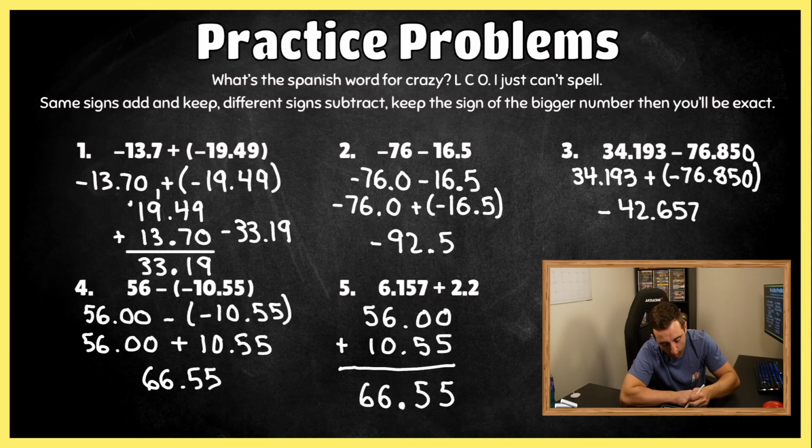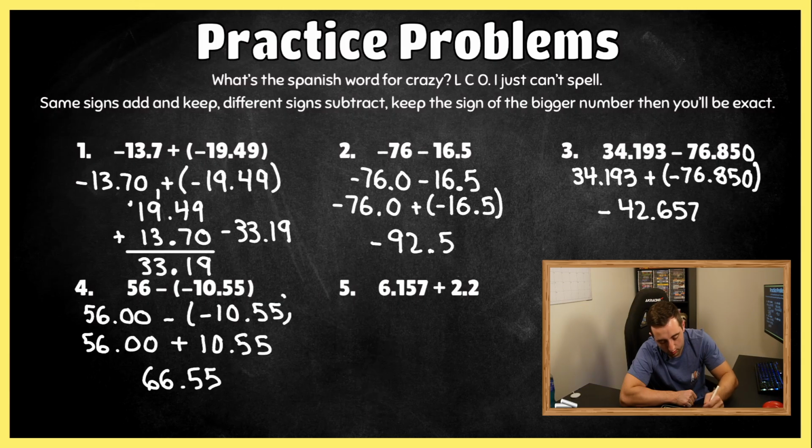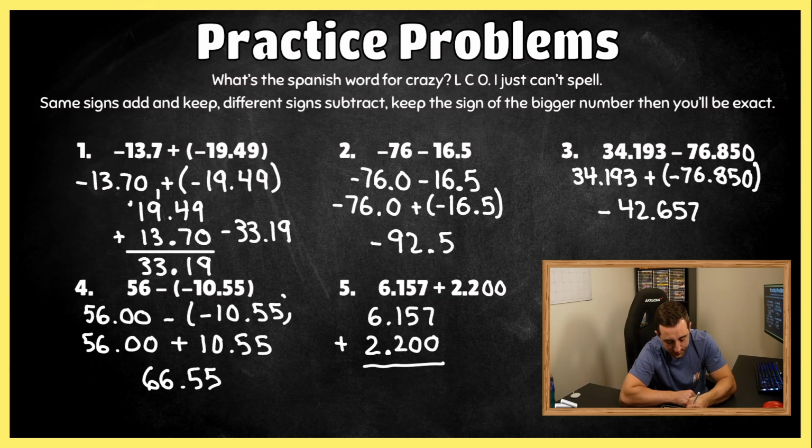And now we are on to our very last one. So it looks like it's just going to be a simple addition problem. We do want to add in 2 zeros here. And we simply can just add these, same signs, add and keep. So let's write our larger one first. So 6 and 157 thousandths plus, line up your decimal points, 2.200. Drop your decimal point down.